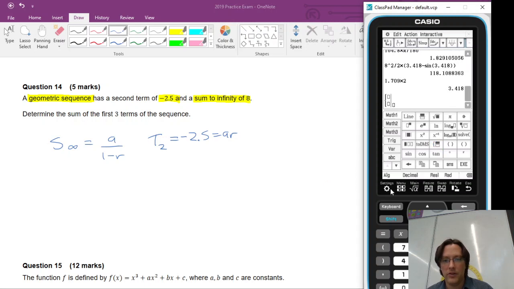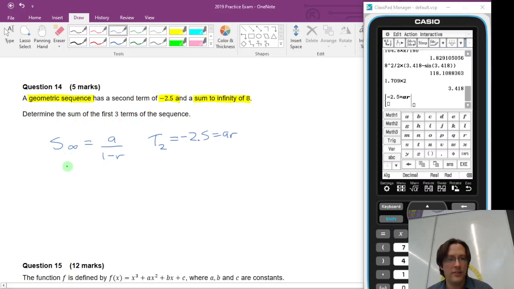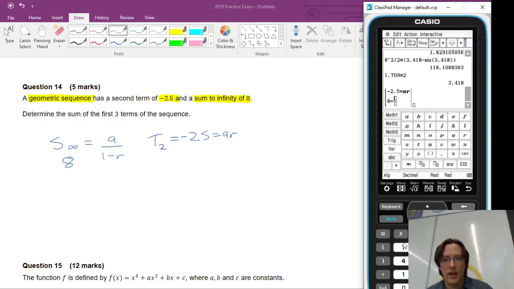I'm going to use the correct letters. You could use x and y, but to avoid confusion, I'm going to enter negative 2.5 equals AR, and the sum to infinity is 8, so 8 equals A over 1 take R. Our unknowns are A, comma, R. There we go, and we've got two answers right away.